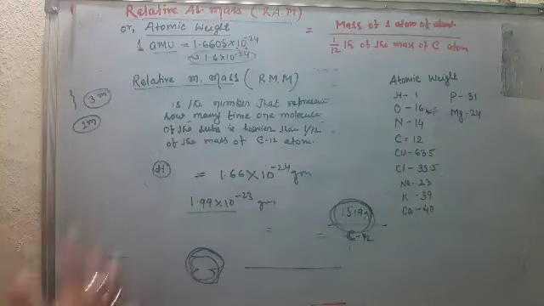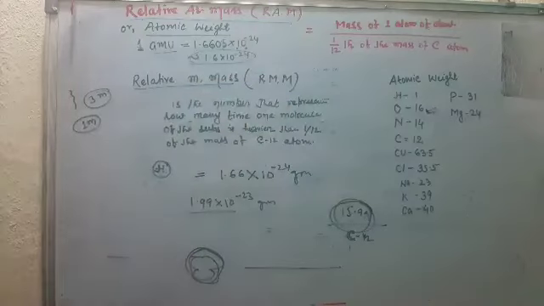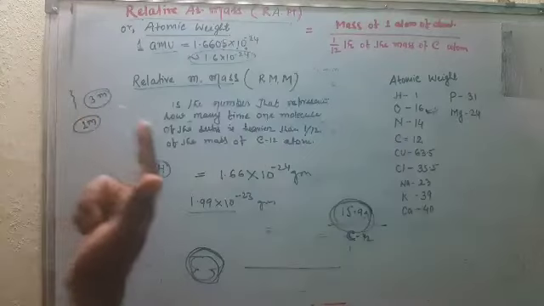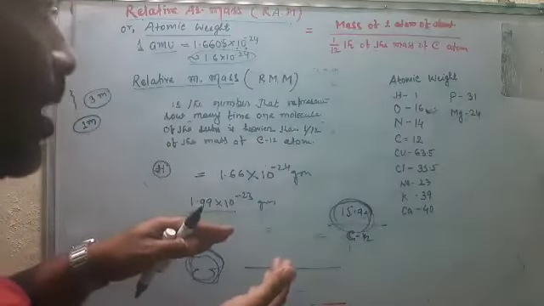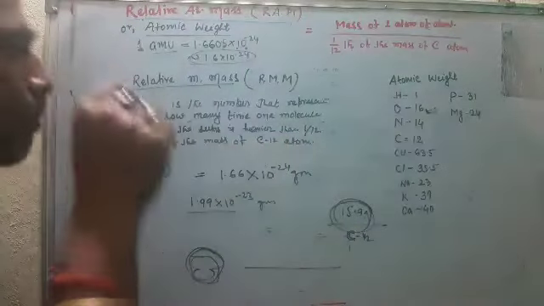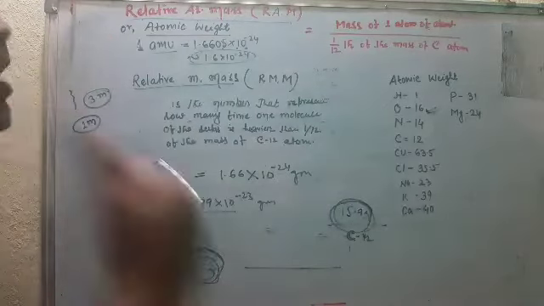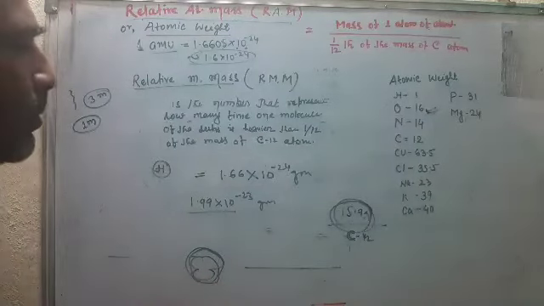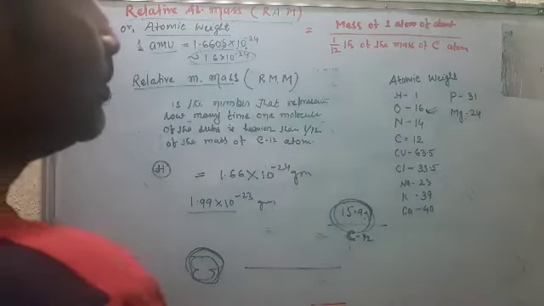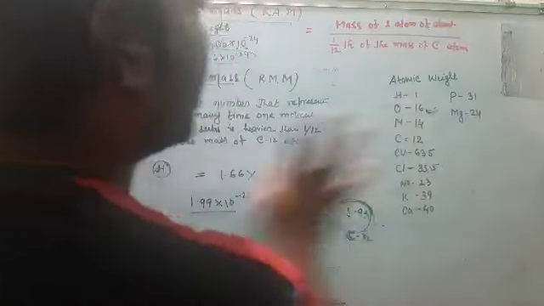Okay. So relative molecular mass, that means what is the molecular mass of a compound? That time what you use is the number that represents how many times one molecule of the substance is heavier than 1/12 of the mass of carbon 12 atom. That means I compare with 1/12 of carbon 12 atom. Hope you understand. Clear?